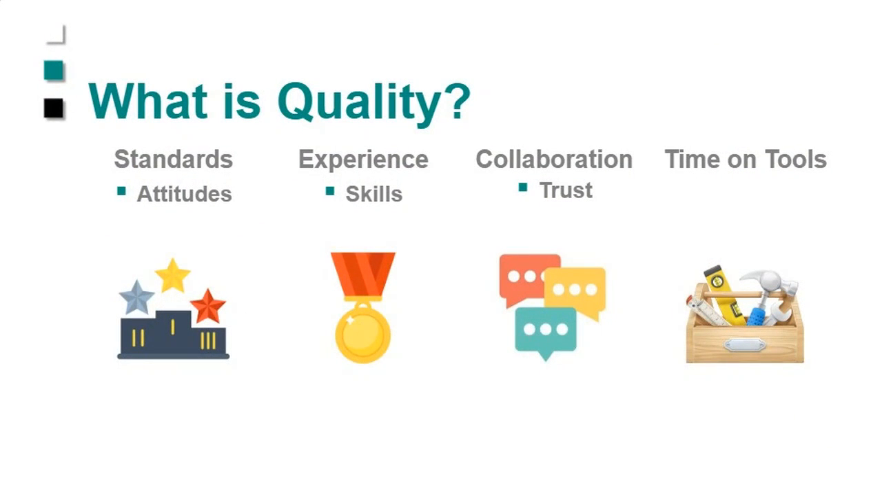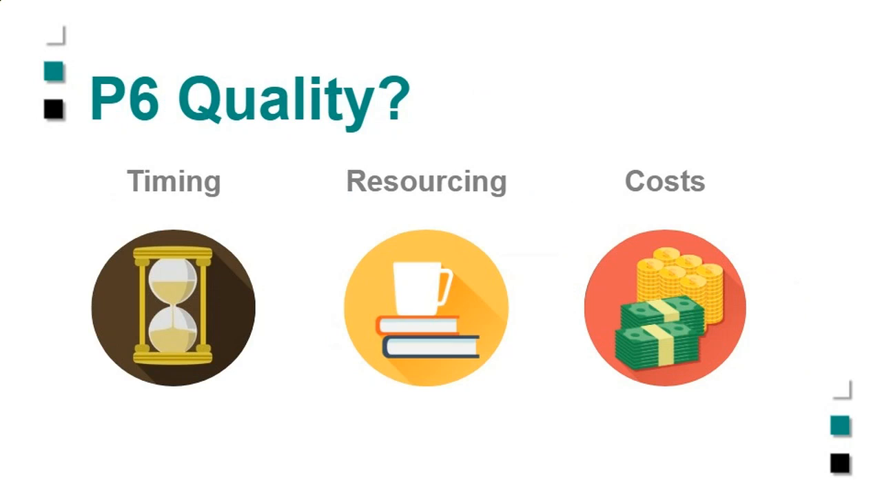Well, when we talk about quality on a schedule, that depends on so many things. You've got standards, attitudes, experience and skills, collaboration, which involves trust as well, and time on tools. So when you're talking about what is quality, this is part of the reason that we have so many certifications that are available. You've got ACE, you've got PMI. It's not easy to define, and it varies with your experience. So when I'm talking about the quality of a P6 schedule, schedule quality is something that you monitor. You're monitoring all the different facets of the schedule: timing, resourcing, costs, and the actual schedule structure itself.